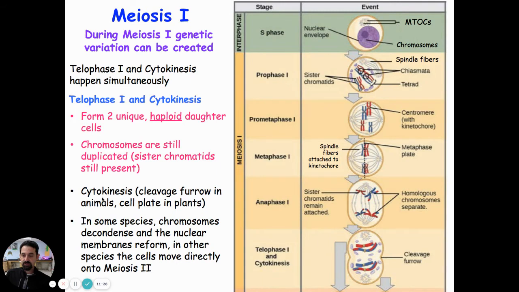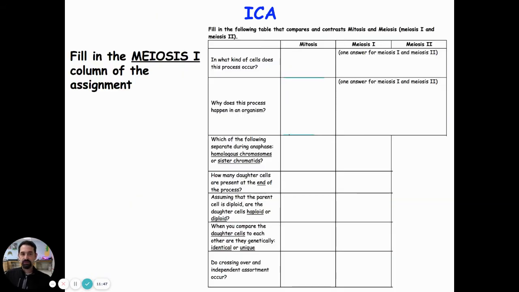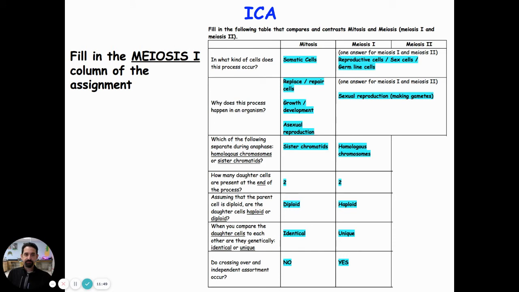There is some variation on how they move from one to another, depending on the organism. All right, so let's move on to this. What type of process does mitosis, somatic cells, which are normal body cells, and meiosis is only reproductive or sex cells, gametes.